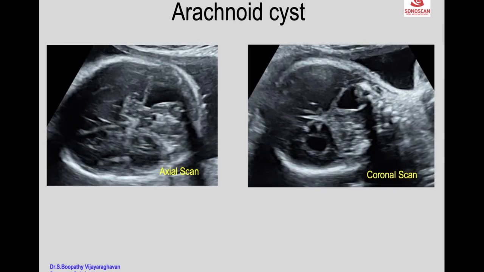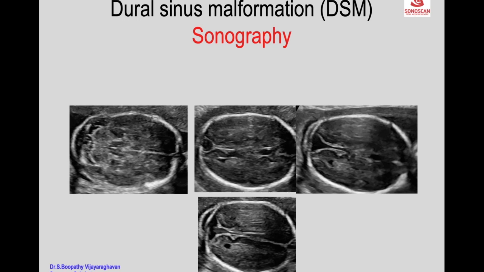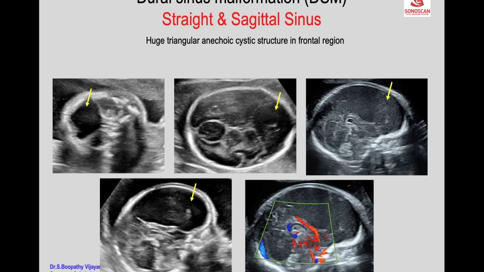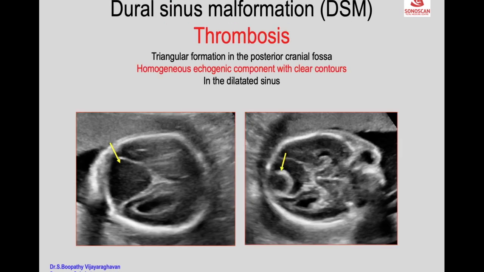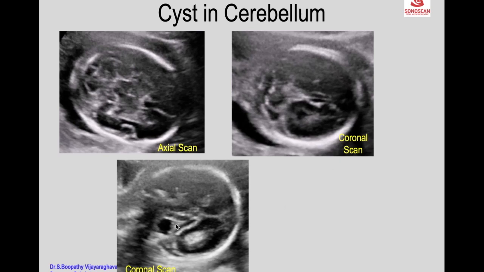Another case of an arachnoid cyst in the axial and coronal planes, showing the cyst and the pressure effect. In the axial scan of the head in the posterior fossa you see a huge cyst, and in the frontal region, that is due to the dilated straight sinus, with contours within the dilated sinus. So this is a thrombosed sinus. The cerebellar hemisphere, and a little posterior coronal scan, you see this.